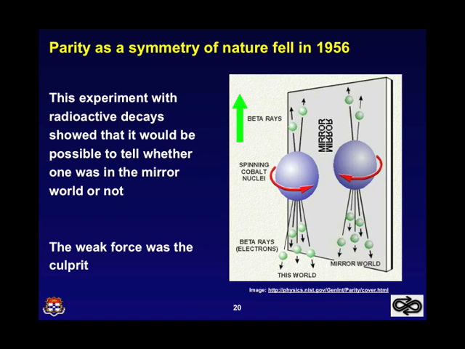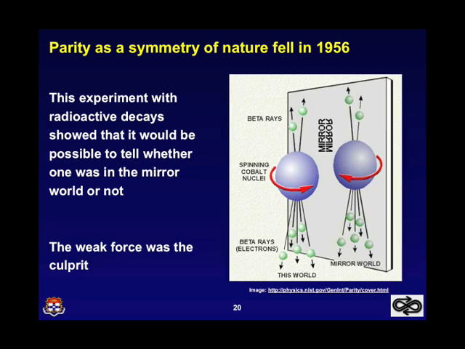That doesn't sound like such a big deal until you realise that that means that in nature we would never see the situation where the electrons were going down and the cobalt nucleus was spinning the other way. Nature doesn't seem to use that configuration. Parity, this mirror reflection, appears to be not respected by nature. The only way it would be symmetric would be if the same number of electrons were going that way as were going that way, and then I wouldn't be able to tell whether I was in the mirror world or not. So this really rocked physics because they couldn't explain this.